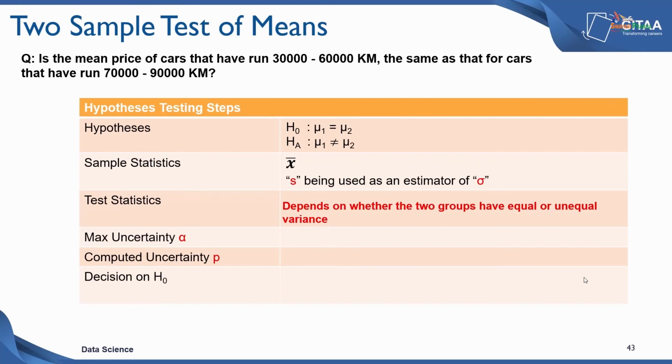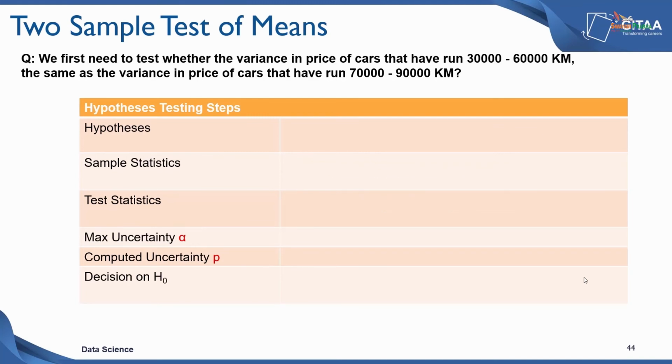So, before we answer whether mu1 equals mu2, we need to establish whether the variance between the two groups is similar or different. We need to do that testing before we can come back to understanding whether mu1 equals mu2. So, let us do that test. And the question for that test is whether the variance in price of cars that have run 30 to 60,000 kilometers is the same as the variance in price of cars that have run 70,000 to 90,000 kilometers.